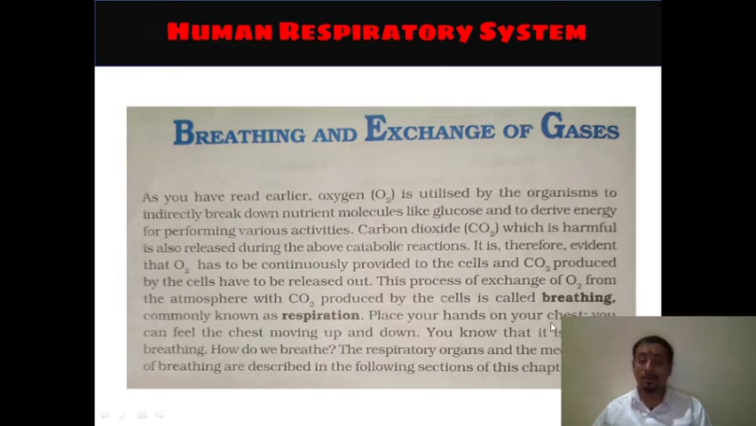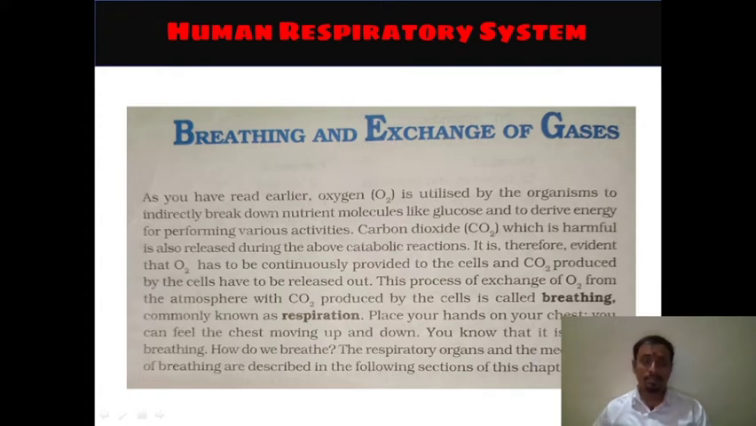So place your hands on your chest. You can feel the chest moving up and down. You know that is due to breathing. How do we breathe? The respiratory organs and the mechanism of breathing are described in the following sections of this chapter. Definitely correct. If we put a hand onto our chest, we can easily feel that we are breathing, exhaling and inhaling. When we inhale, the chest goes up due to the activity of the lungs taking in air, and when we exhale, the chest somewhat gets flattened due to exhalation of air.